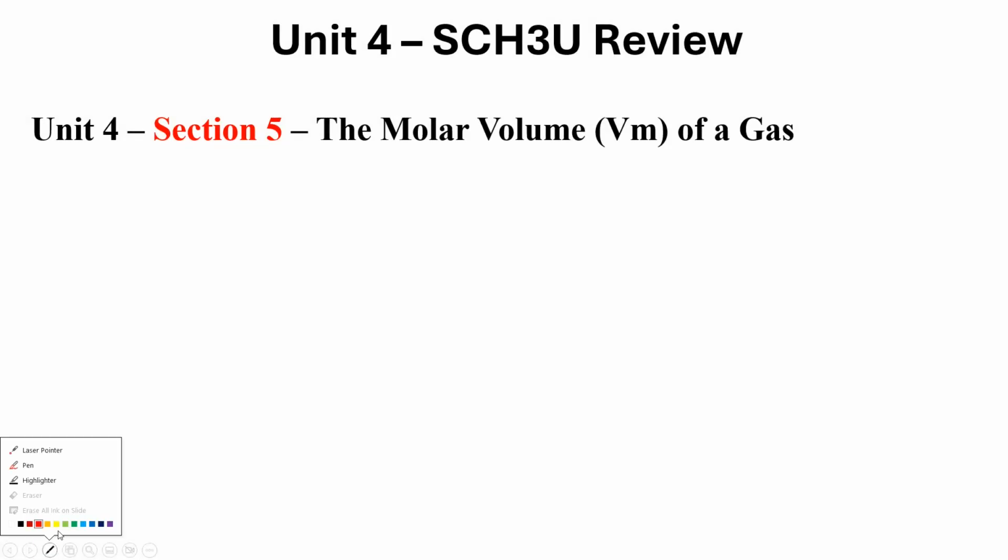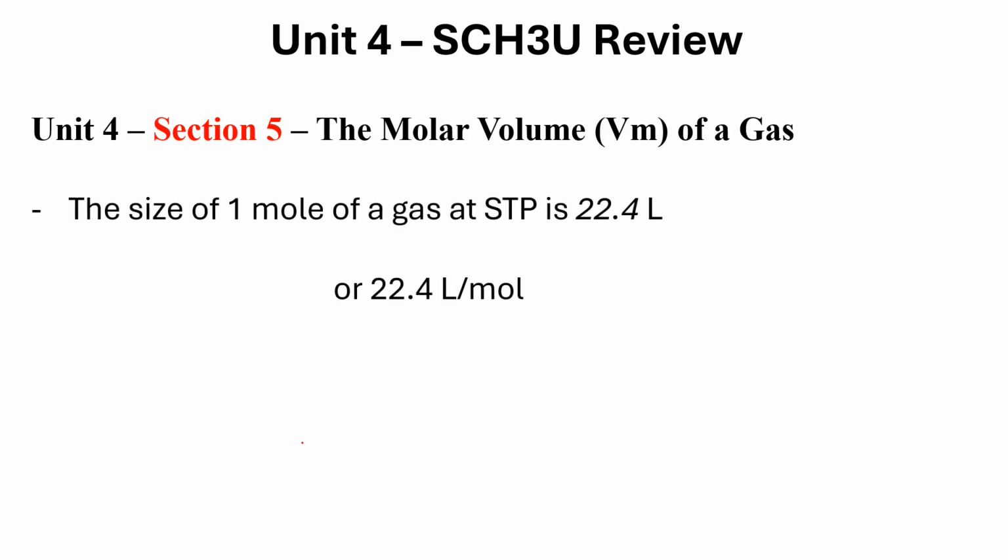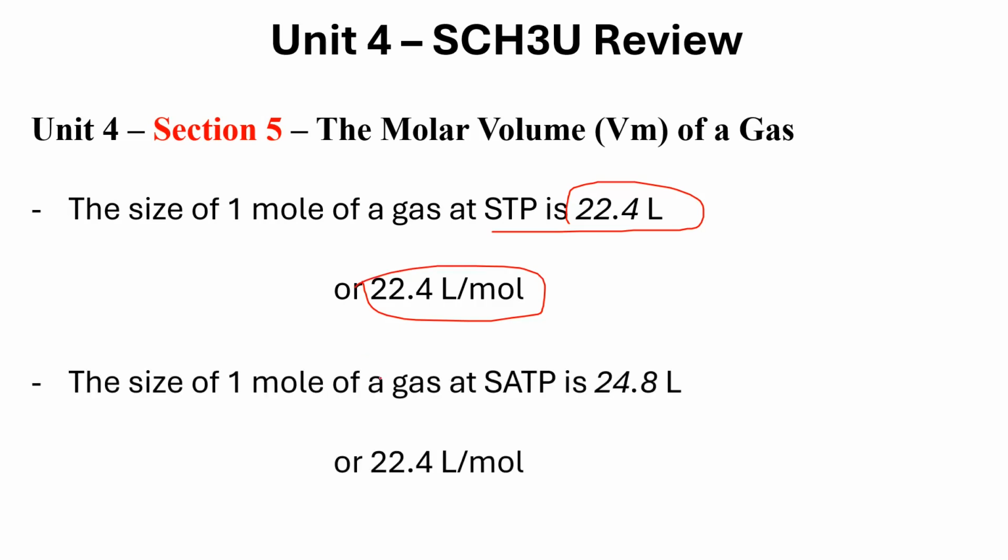Alright, let's take a look at section 5 here. The molar volume of a gas. So in our lesson we learned that 1 mole of a gas at STP is always 22.4 liters. So that becomes our molar volume of that gas at those conditions. And if you change the conditions, you get a different size. And so that here should actually say 24.8. Alright, so at SATP it's 24.8.